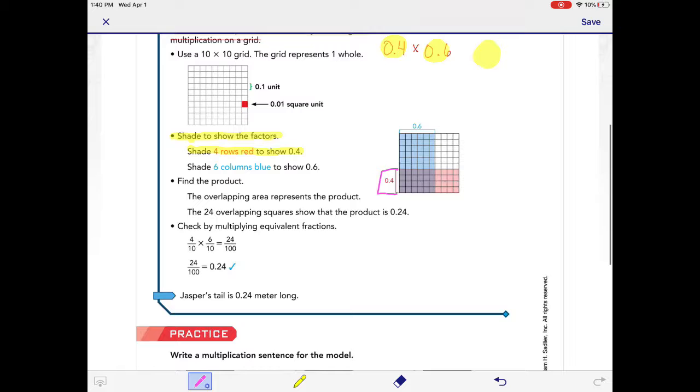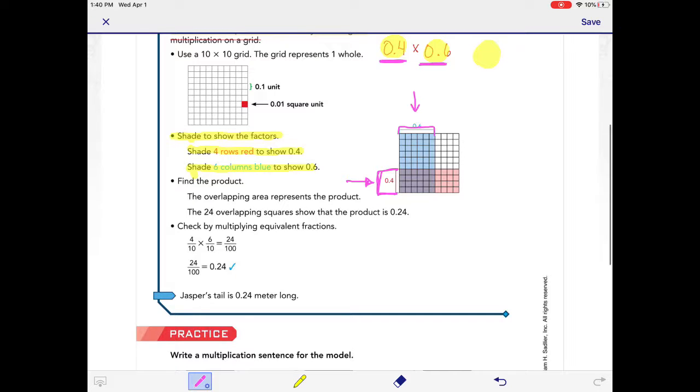They shaded 4 horizontal strips, each of them representing 1/10. So therefore, this right here represents 4/10. All they did was take one of the factors and represent it horizontally on our model. What are you going to do next? You're going to shade the 6 columns blue to show 6/10. So they took this other factor and went vertically to shade in 6 columns to show 6/10.